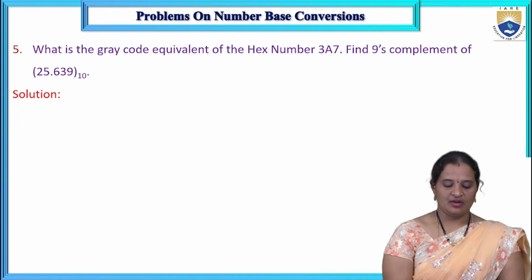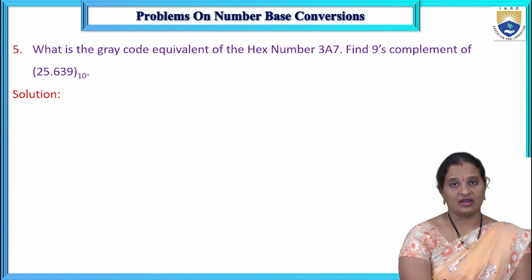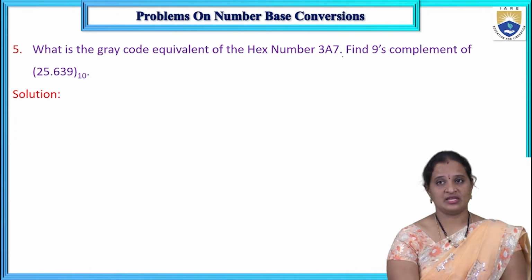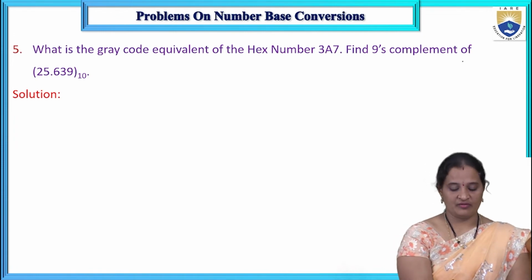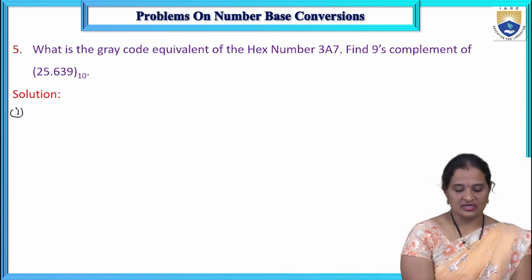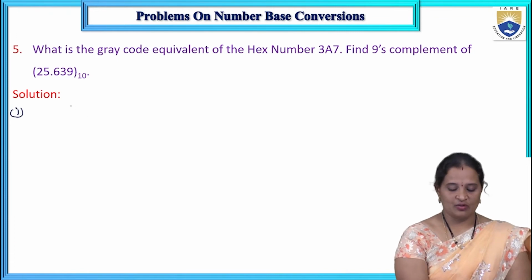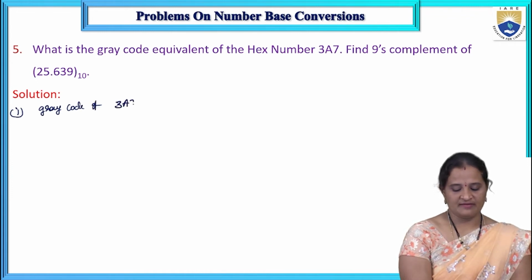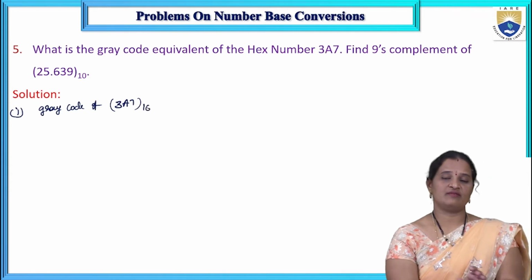So now let us take another problem. What is the Gray code equivalent of the hexadecimal number 3A7? Let us consider it as the first problem, the Gray code of hexadecimal number 3A7. So how to convert to Gray code?